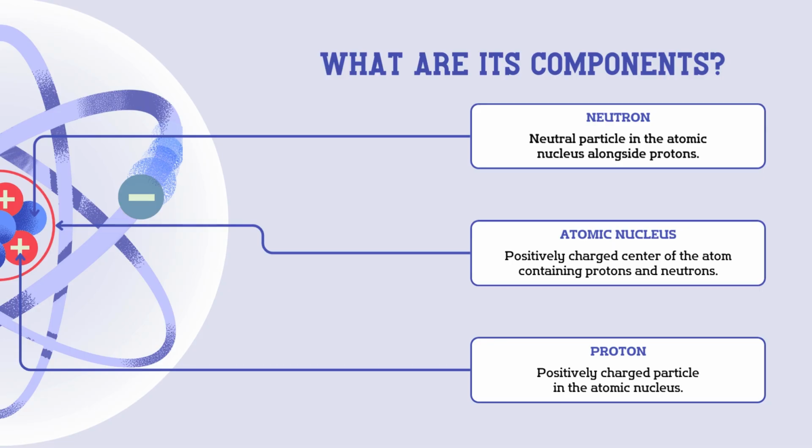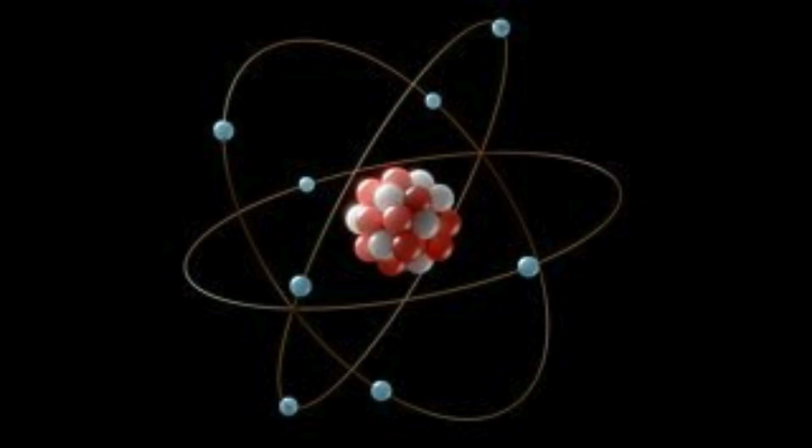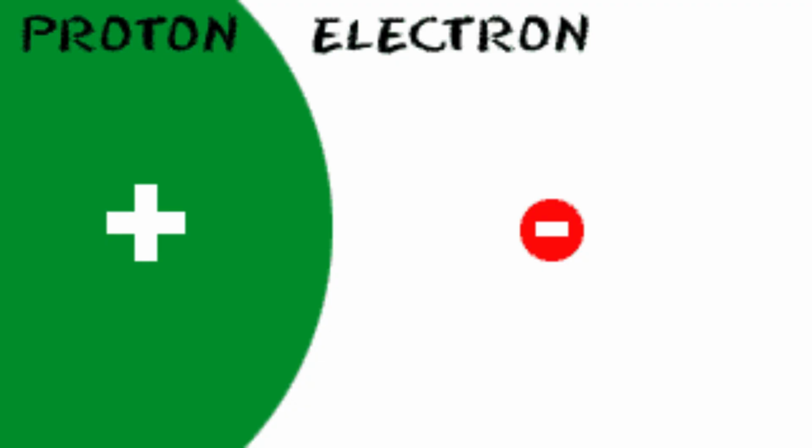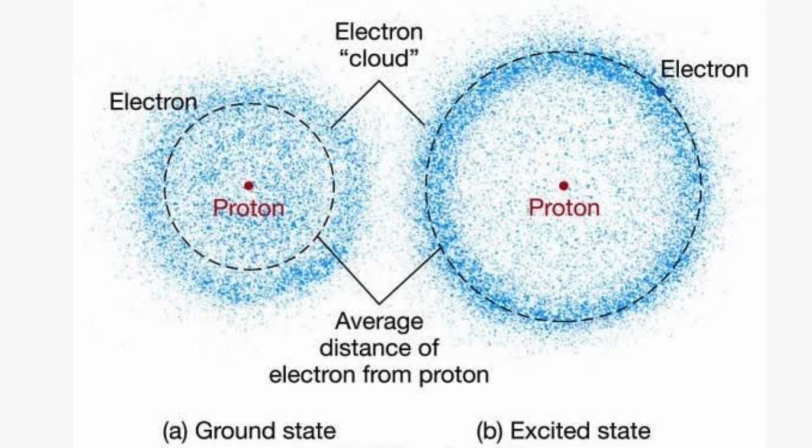So, now let's see inside an atom. As I told before, the atom is composed of positively charged protons, negatively charged electrons and neutral subatomic particles called neutrons. The protons and neutrons together form the nucleus, and it is in the nucleus that most of the mass of an atom is concentrated. Going away from the nucleus, we can find the negatively charged electrons orbiting around the nucleus. The region where the electrons are mostly found is called the electron cloud.